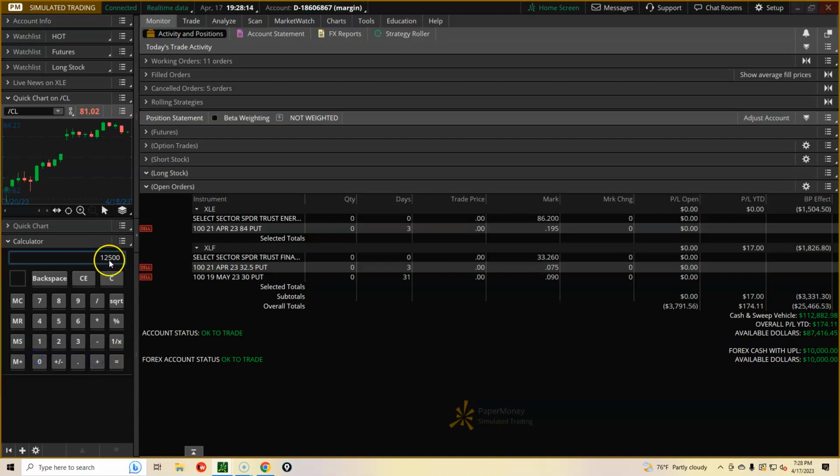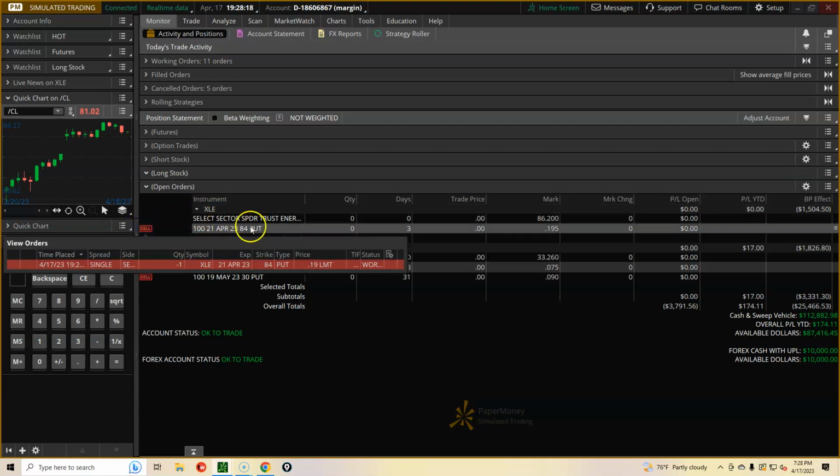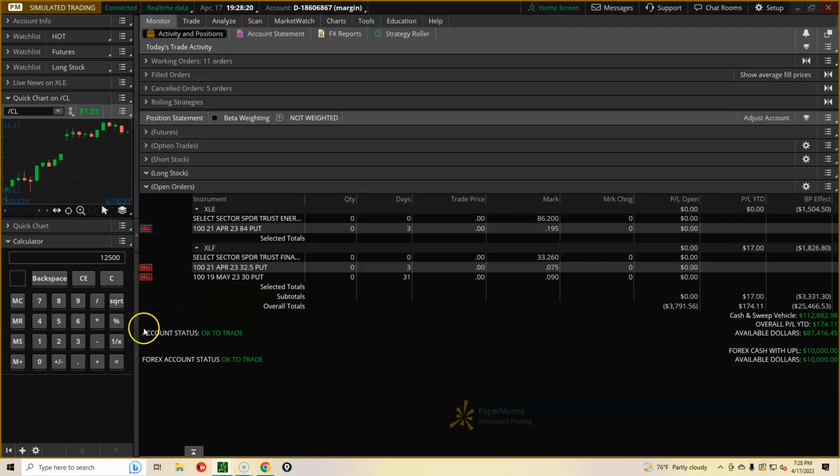So we're at 12,500 plus this one contract on XLE with an 84 strike, plus another 8,400. So if all these things were to get filled, we are basically legally obligated to come up with a little less than $21,000 to fulfill these commitments we're putting into the market. Well, do we have that much money? Let's take a look and see.